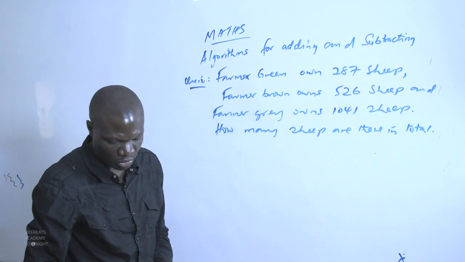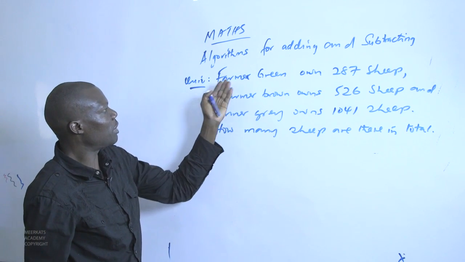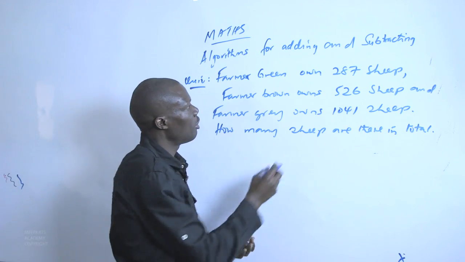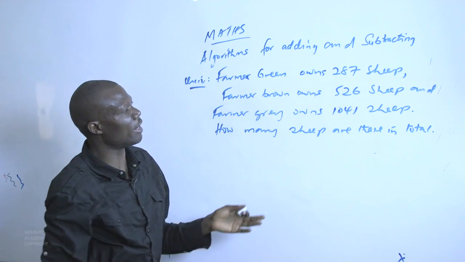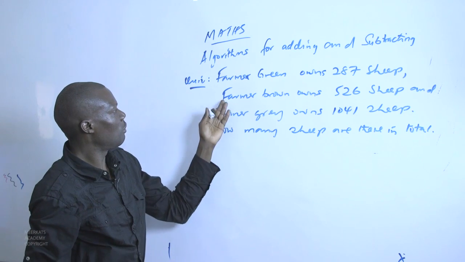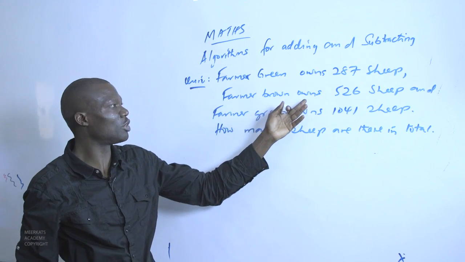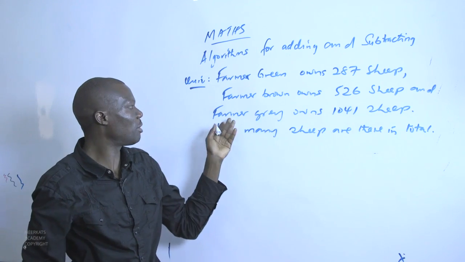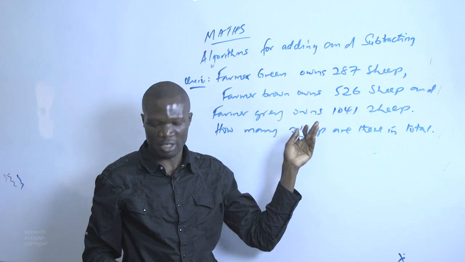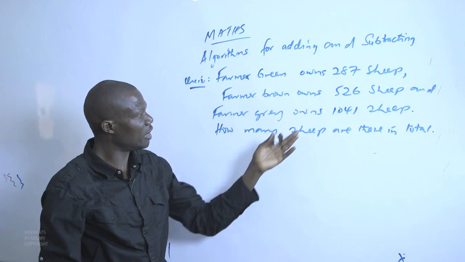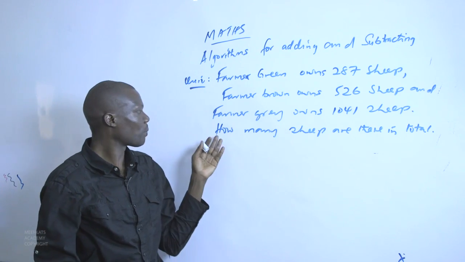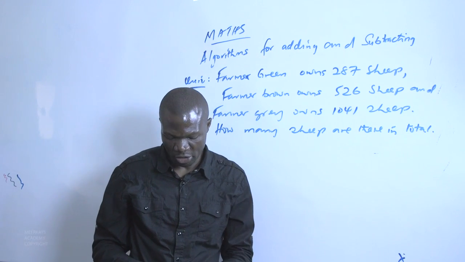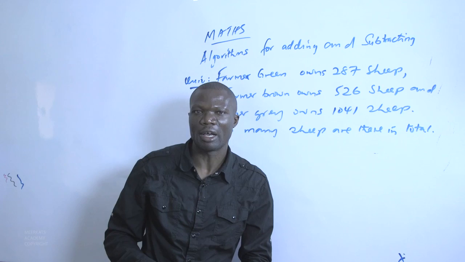So let us look at this question. Farmer Green owns 287 sheep. Farmer Brown owns 526 sheep. And Farmer Gray owns 1,041 sheep. Question: how many sheep are there in total?